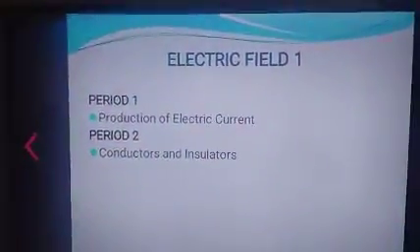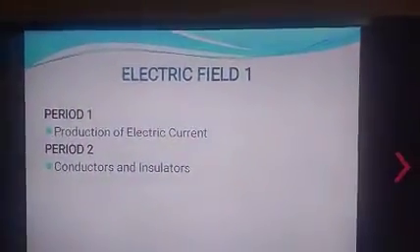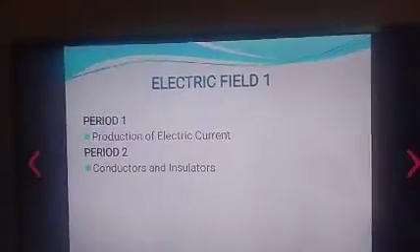The second question says, why is it that electric lines of force do not cross each other? From what we studied the last time, we discovered that they are uniformly spaced and they all travel in one direction. As such, they cannot cross one another. So today, let's go to what we have: production of electric current, and conductors and insulators.